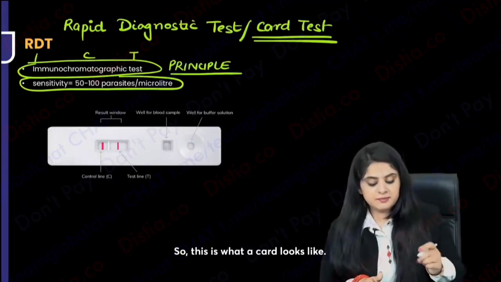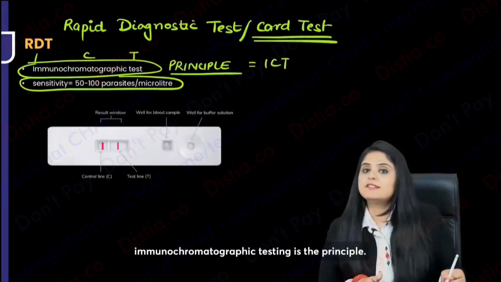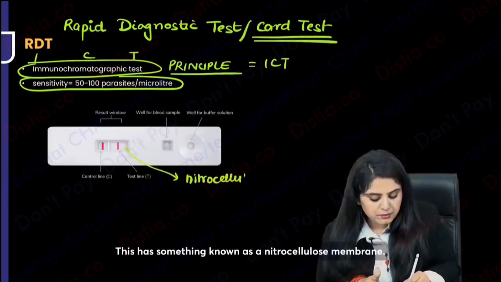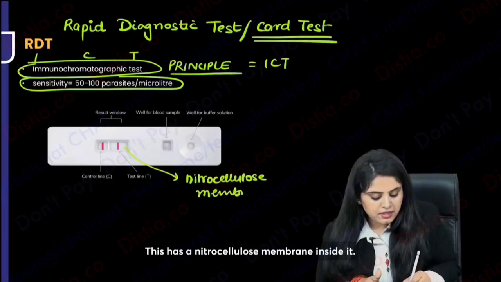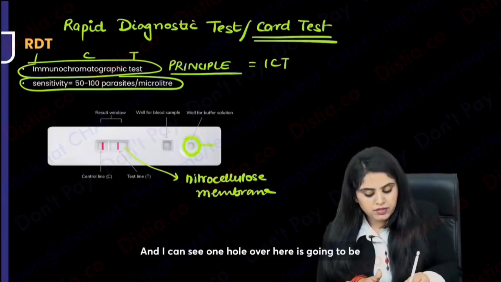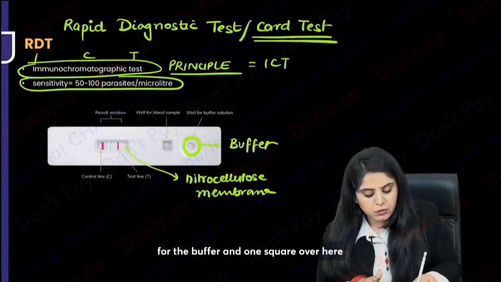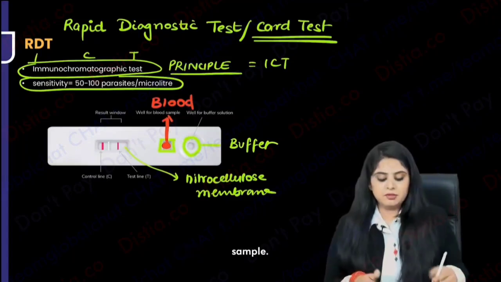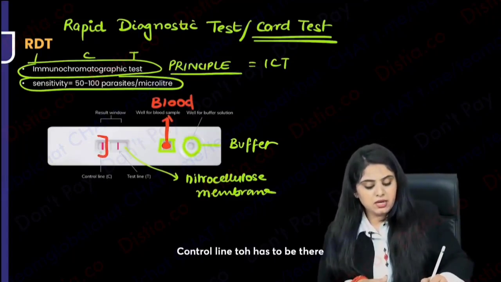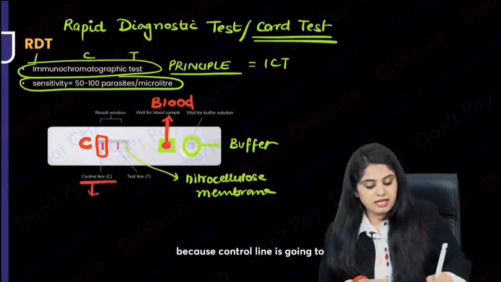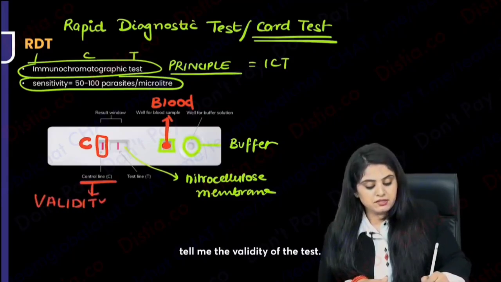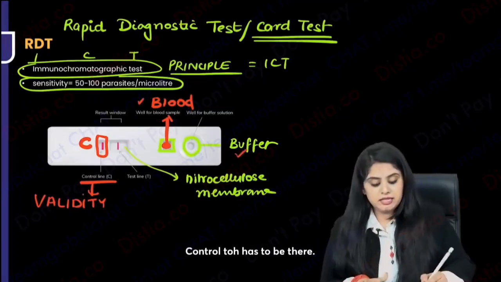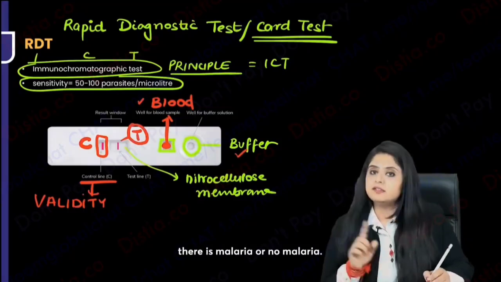So this is what a card looks like. ICT, immunochromatographic testing, is the principle. Can you see a membrane inside it? This has a nitrocellulose membrane inside it. I can see one hole over here is for the buffer, and one square over here is where we add our blood sample. So this is for the blood sample. The buffer and blood sample will mix. The control line though has to be there, because the control line tells me the validity of the test. Control line means everything is fine, my buffer is fine, blood is fine. Control though has to be there. The test line tells me whether there is malaria or no malaria.